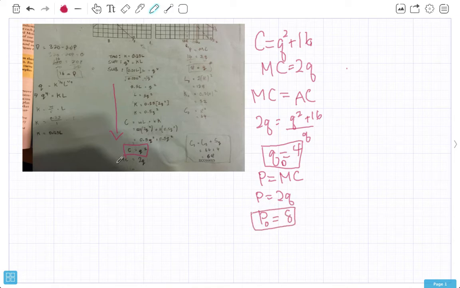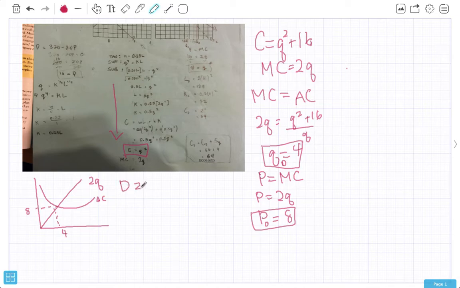So now you have that. So in your graph, you'd have your MC like that. So MC equals 2q. And then you'd have an average cost curve like that. And then you would put the price level as 8 and 4. Like that, and then after that you would have to solve for the industry.